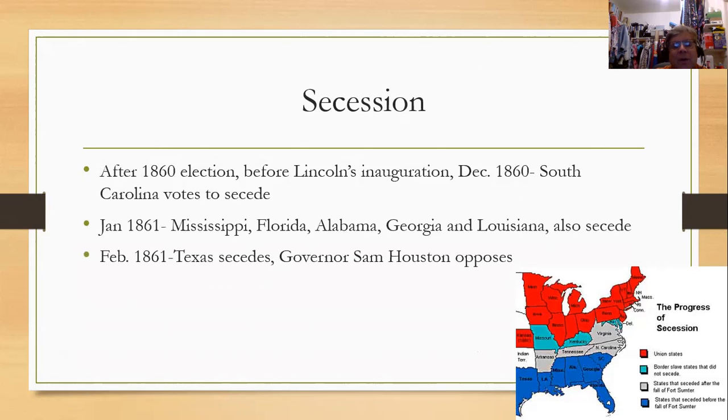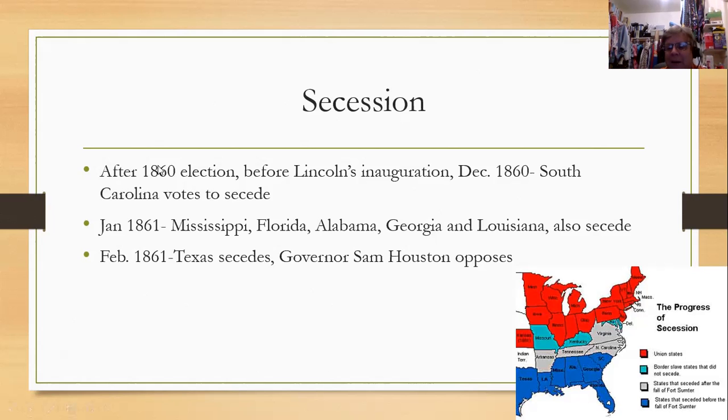And then in February of 1861, Texas secedes. Governor Sam Houston opposed secession, and when Texas seceded, he refused to take an oath to the Confederacy. It ended his political career, and he died in 1863, kind of an outcast because he did not support the Confederacy.